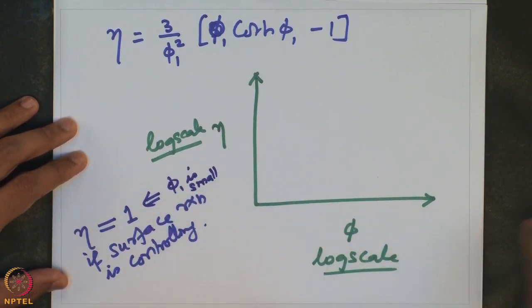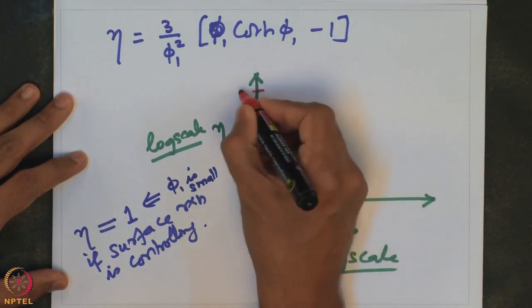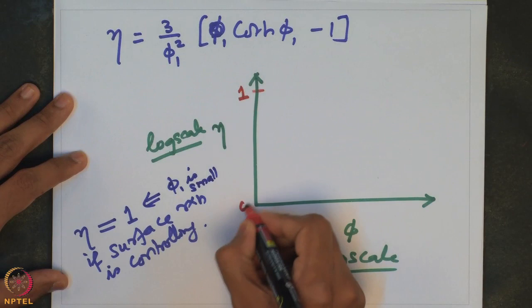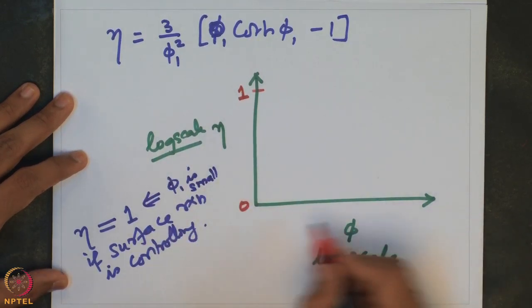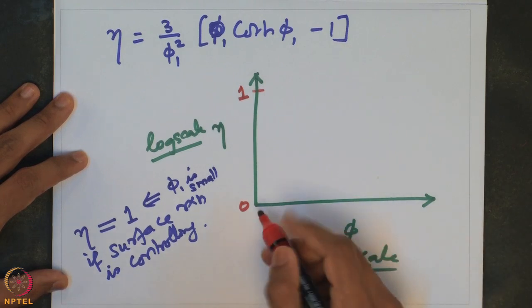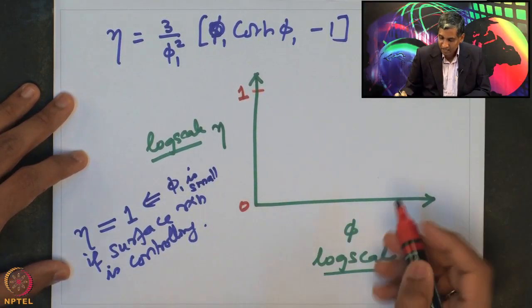So, let us try to plot this eta versus phi. Eta goes from 0 to 1, remember that it is log scale. And phi can have any value starting from a very small value to very large, 10, 20, 30, whatever number that is.